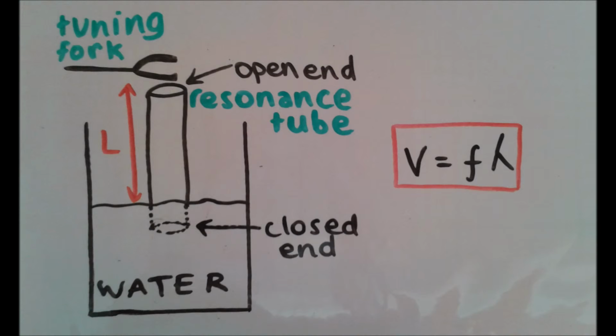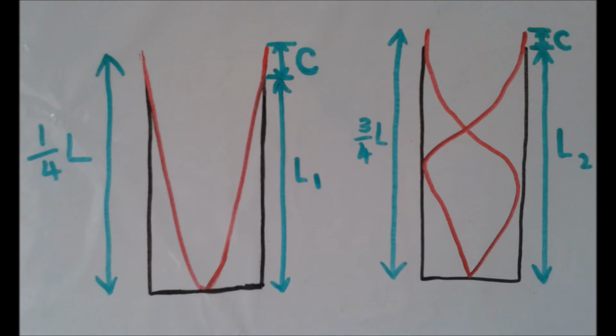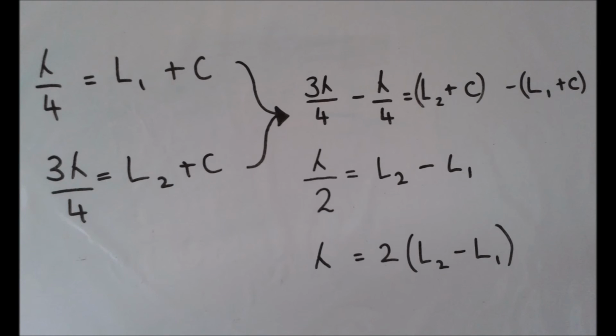For the first harmonic, the length of the tube above the water is L1, and L, the length, is equal to a quarter of the wavelength. For the next harmonic, the length of the tube is L2, and L is equal to 3/4 of the wavelength. The wavelength over 4 is equal to L1 plus the end correction, and 3 times the wavelength over 4 is equal to L2 plus the end correction.